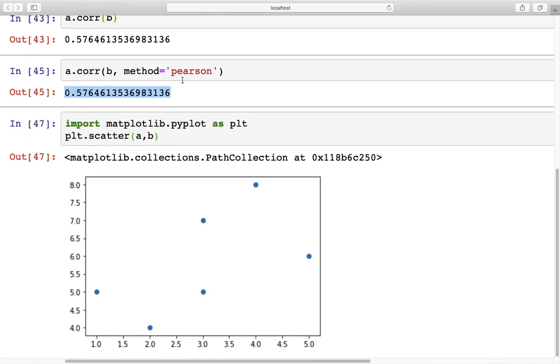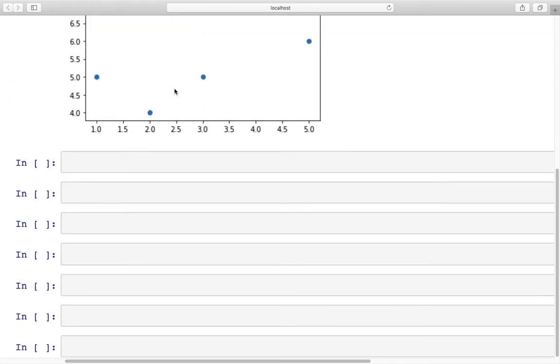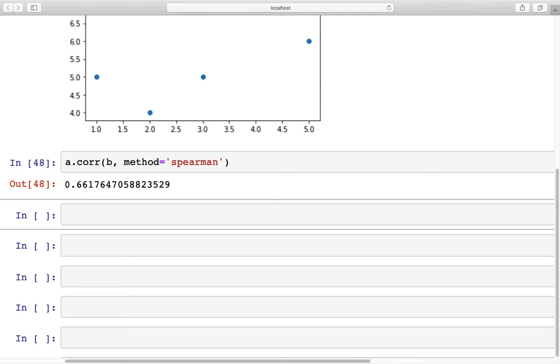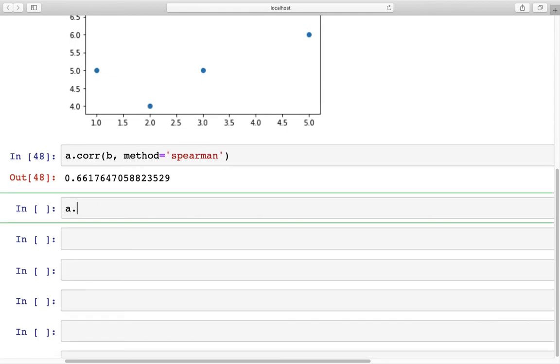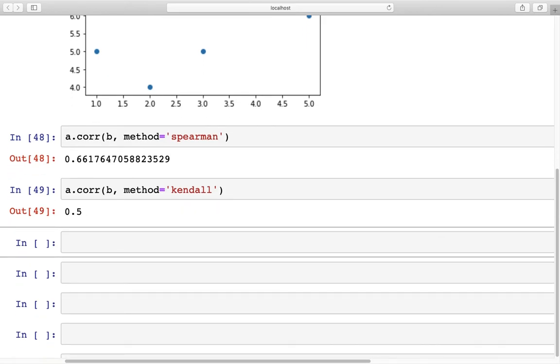Now, apart from Pearson correlation, there are other methods, which are Spearman and Kendall. All of them work, and we can see that. a.corr(b, method='spearman'), and again we have this number. And if you remember, these are ranked correlations, and so the values are different. And the next is Kendall, so this is 0.5 again.